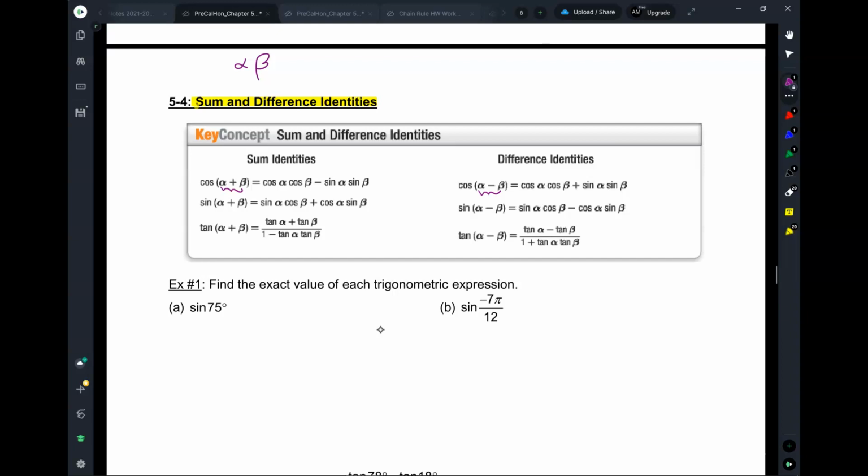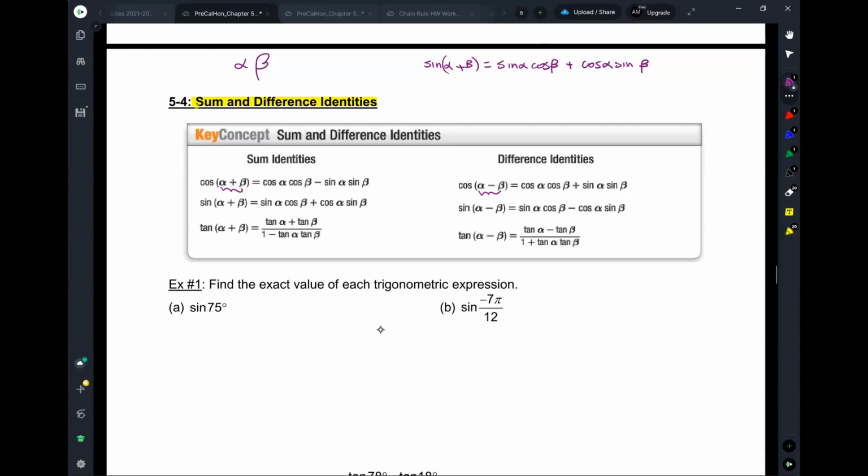So there is a pattern if you write it with the sines first. So sine of alpha plus beta looks like this. It's sine of the first angle, cosine of the second angle, plus cosine of the first, sine of the second. So notice the pattern: sine, cosine, cosine, sine. And look at the angles.